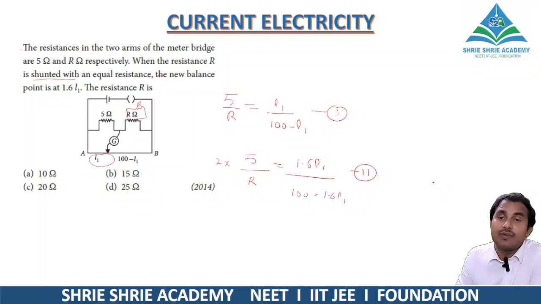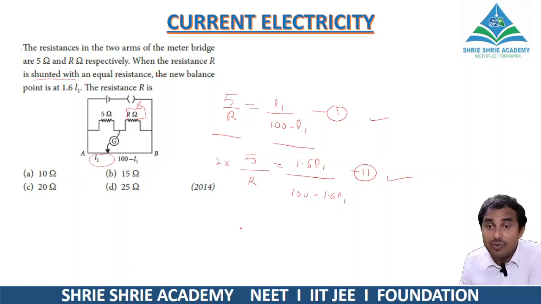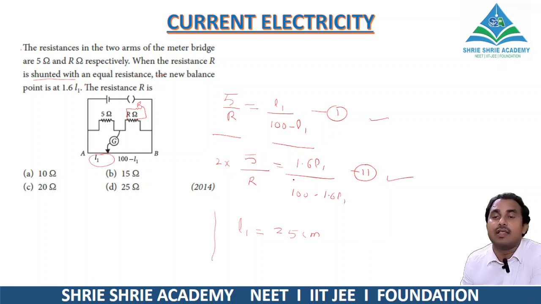So what you need to do is divide equation 1 and 2. When you divide, you get 1 by 2 and here L1 gets cancelled. So you have to divide and solve for L1, and the L1 value will come. After dividing and solving, you get L1 is equal to 25 centimeter.